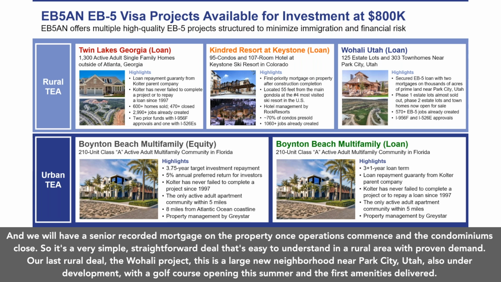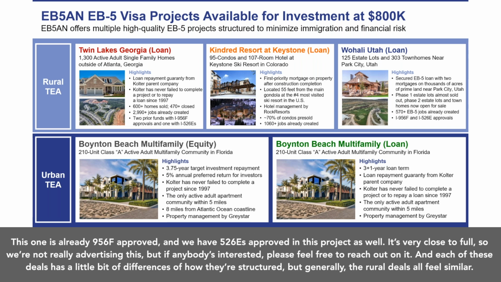Our last rural deal, the Wahali project. This is a large new neighborhood near Park City, Utah, also under development with a golf course opening this summer and the first amenities delivered. This one is already I-956F approved, and we have I-526Es approved in this project as well. It's very close to full, so we're not really advertising this, but if anybody's interested, please feel free to reach out on it. And each of these deals has a little bit of differences of how they're structured, but generally the rural deals all feel similar.